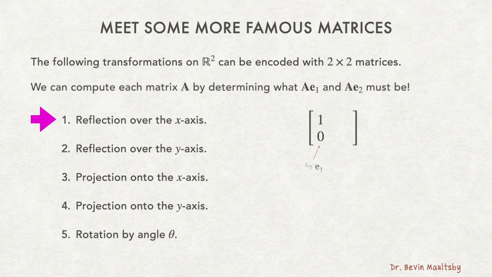In the first column, we have 1, 0 because that's what happened to E1. And in the second column, we have 0, -1. That's what happened to E2.